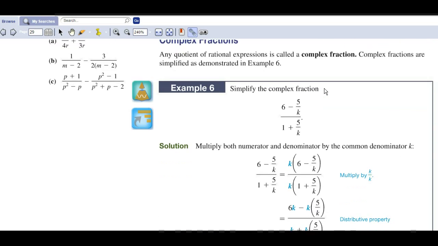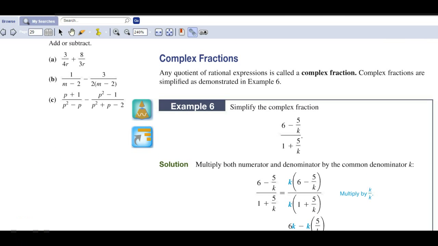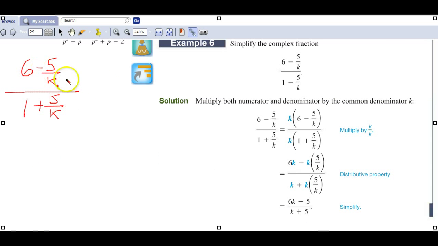All right, we're going to take a quick look at what we call complex fractions. And there's a couple of ways to do this, but we'll do it the way they show us here. And that is to put like a big parenthesis around the numerator and around the denominator. Now we look at the numerator and denominator and say, what is my least common denominator? Well, here it's k, and here it's k. So we multiply these by our least common denominator, which is k.